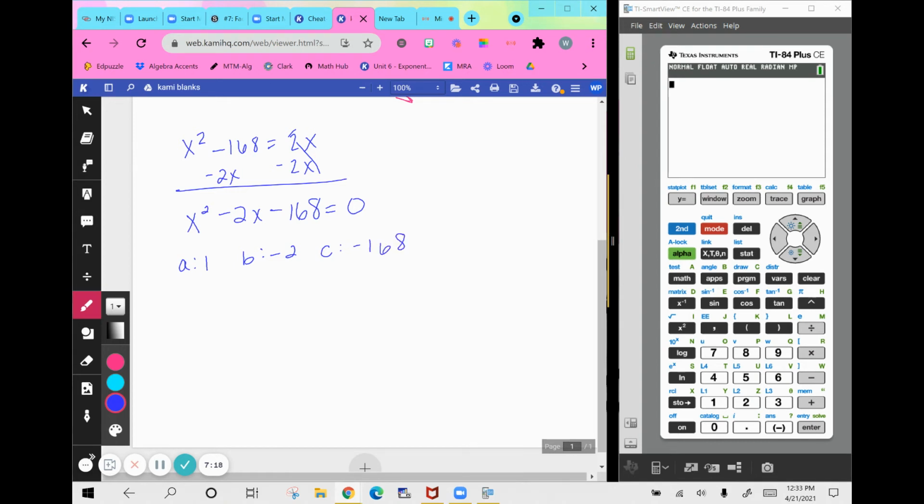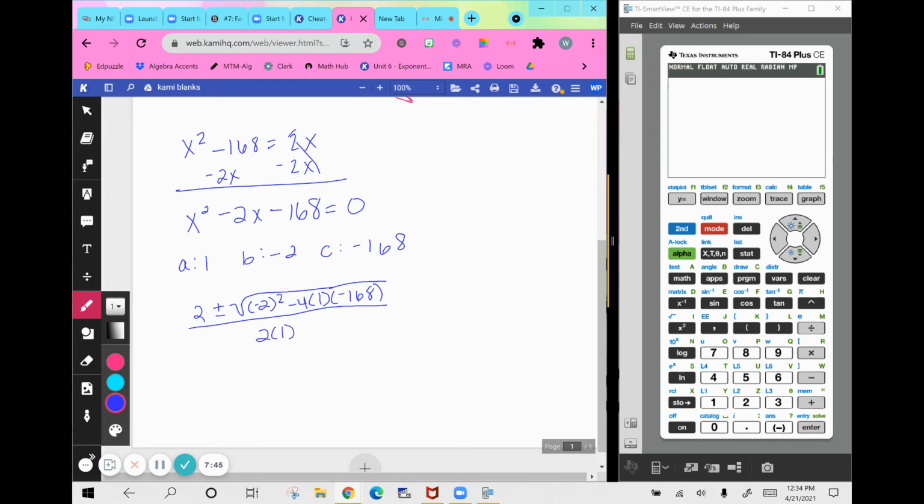So we're going to plug that into the quadratic formula. So it's opposite of B. B is negative 2, so it's positive 2 plus or minus the square root of b squared, so negative 2 squared, minus 4 times a, which is 1, times c, which is negative 168, all over 2 times a.